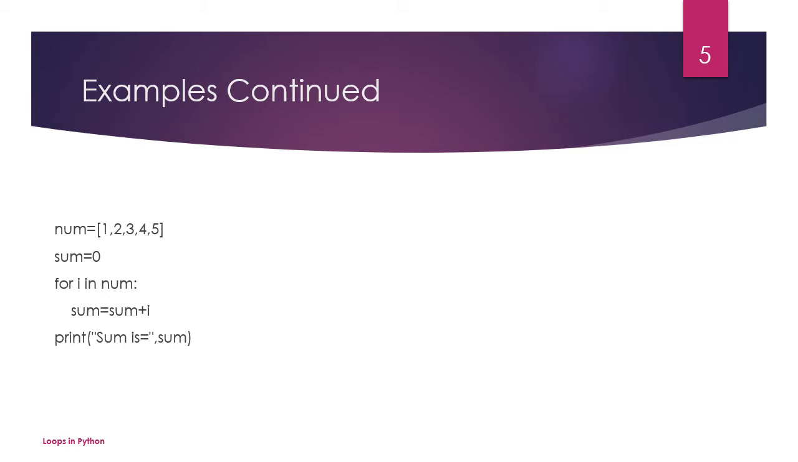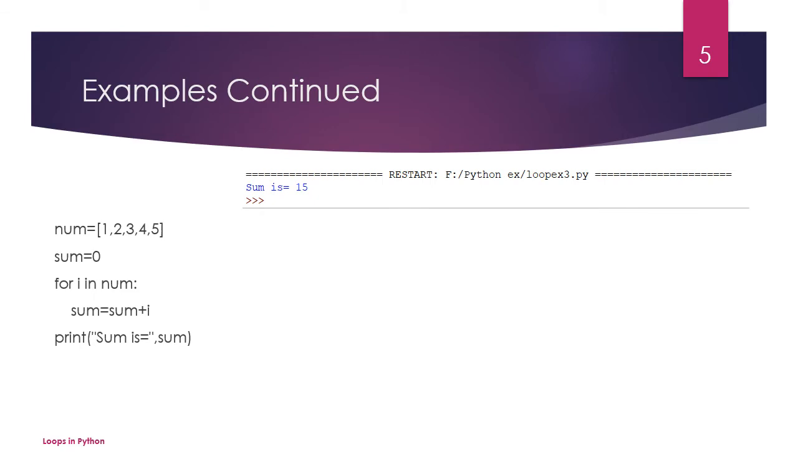Here I have declared a number list which contains 1, 2, 3, 4 and sum is initialized to 0. And with iterating variable i, iterating each and every element of num. And what I'm finding? Sum of elements. Initially sum will be sum plus 1, then sum plus 2, sum plus 3, sum plus 4. And outside the loop I'm printing the sum of these elements in the list, which is 15.